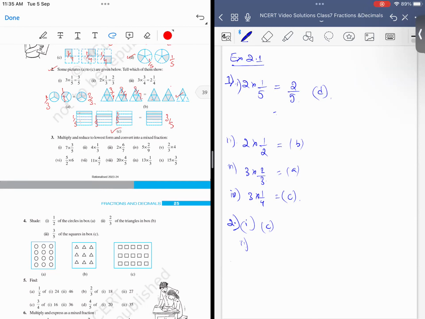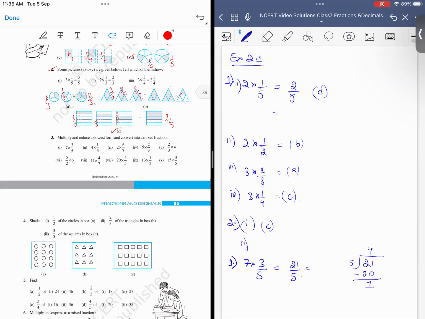Next, coming to question number 3, multiply and reduce to the lowest form and convert to mixed form. These types of questions we have seen already in the class. So 7 into 3 by 5. First of all, multiply it: 21 by 5. Now this is an improper fraction. So how do we convert improper to mixed form? We divide 21 by 5. We get what? 4 times 5 is 20, and the remainder is 1.